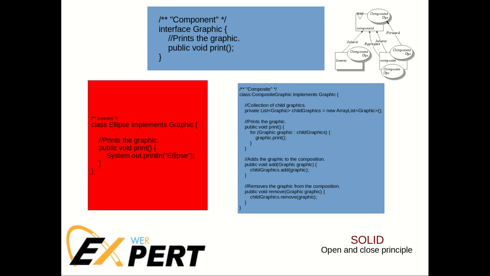Now we will discuss a graphic example. We want to print a graphic. Every shape, like the square, that implements this graphic interface will have a print function. So when we want to use the composite design pattern, we have to define our interface and have our objects implement this interface.